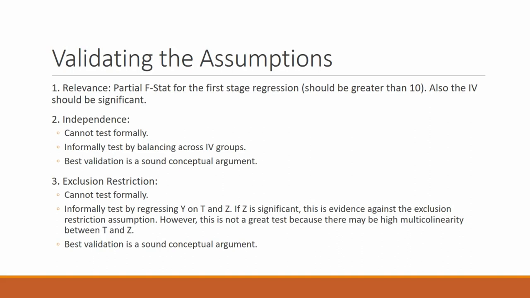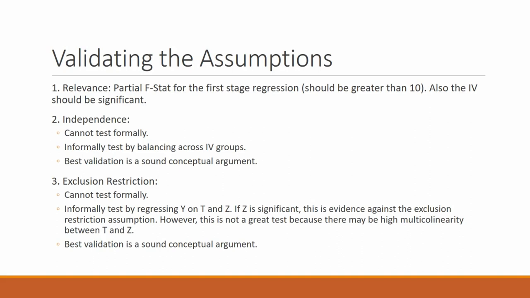But the best argument is conceptual. The best argument is to use our intuition, to use logic, reasoning, to validate this assumption. We should be able to argue that the instrumental variable is random, or at least mimics randomization. For example, if we use twins as an instrumental variable, we should be able to argue that it's independent. And we can argue that because whether or not a family has twins is somewhat biologically random. It's not totally random, but it's pretty close. Okay, so that would be the independence assumption.